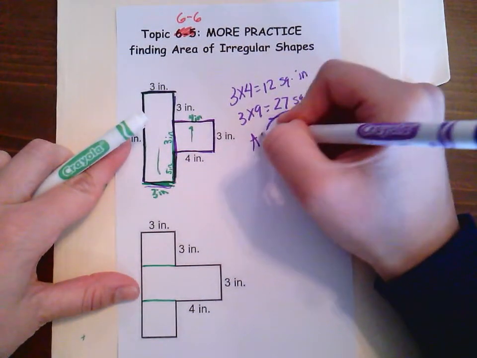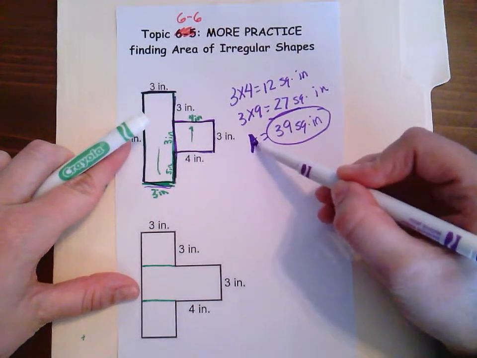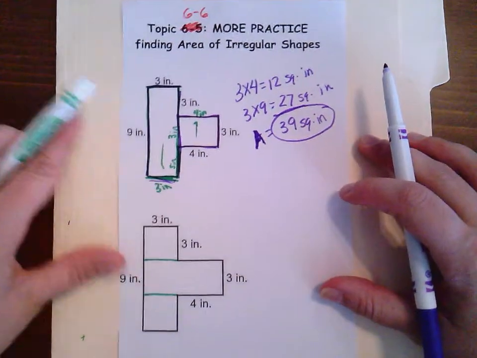We can even say A equals 39 square inches. That's like a middle school way to show it. Area equals 39 square inches.